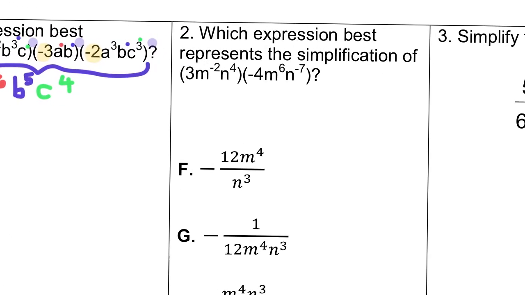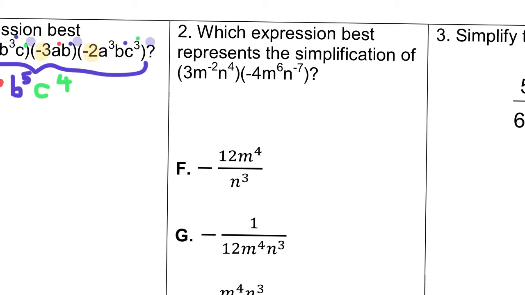Now let's look at number 2. Which expression best represents the simplification of this monomial times a monomial? So notice first, it's not raised to a power. So in this case, since it's a monomial times a monomial, we'll simply multiply the coefficients and add the exponents. So let's start by multiplying the coefficients. We have 3 times negative 4 is negative 12. And then we're going to add the exponents. For the base of m, we have negative 2 plus 6. That would be 4. And for the base of n, we have 4 plus negative 7. That would be negative 3.